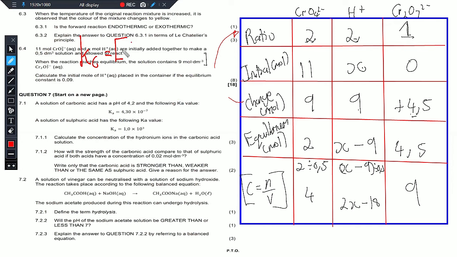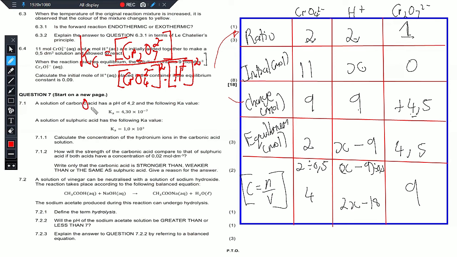of the product, Cr2O7 2 minus, over the concentration of the reactants. So let's take the concentration of CrO4 2 minus, and because our ratio is 2, that becomes the exponent. And then here we have the concentration of the hydrogen ion. And again, the ratio is 2, so we use that as an exponent.